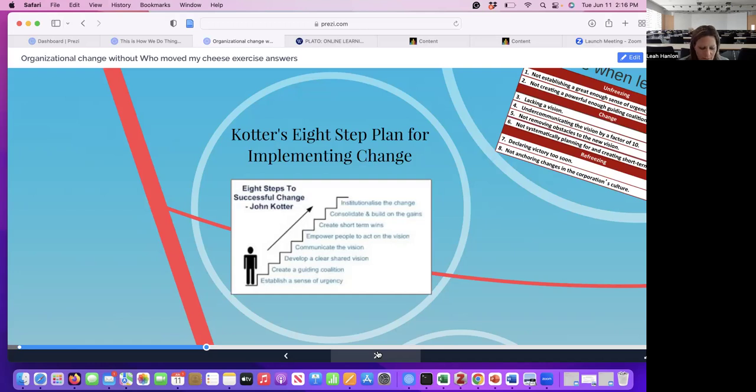And lastly, the refreeze stage. This is stage 8 in Kotter's 8-step plan. This is reinforcing the changes by demonstrating the relationship between new behaviors and organizational success.